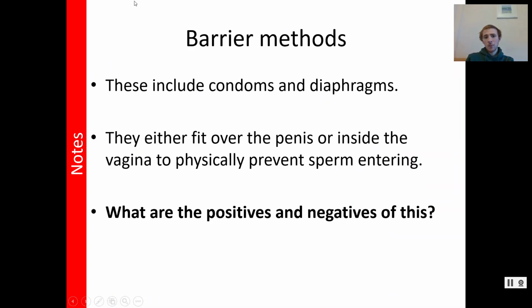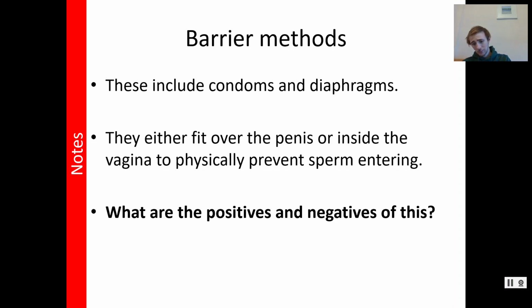Fine. Now, barrier methods include condoms and diaphragms. Now, either they're going to fit over the penis or inside of the vagina to prevent sperm entry. Positives and negatives, what can you think of? So, the kind of thing you need to know, and incidentally, you should have paused me at some point and got down that list of things about it. I think we all know how a condom works, but I still think it's good to have complete notes, particularly on diaphragms. You might not remember what a diaphragm is.